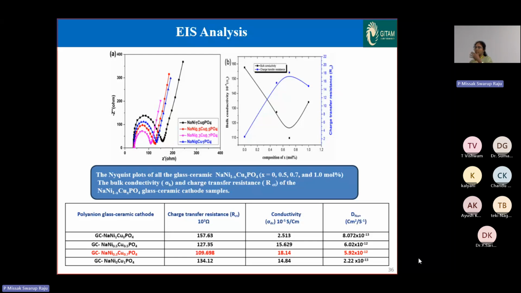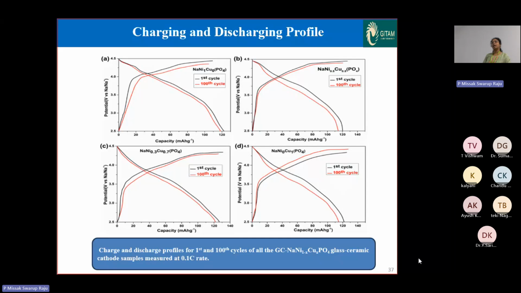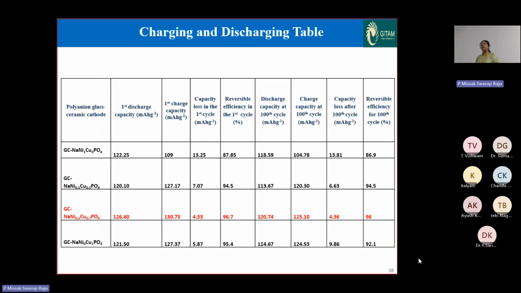At that time, sodium intercalation and de-intercalation are measured in the glass ceramic anodes. That is possible in the x equal to 0.7 mole percent sample. Here are the charging and discharging profiles of the first cycle and 100 cycles for x equal to 0.1, 0.5, 0.7 and 1 mole percentages. By taking all these values, we can calculate the reversible efficiency in the first cycle and over 100 cycles. For the first cycle, the reversible efficiency is 96.7%.